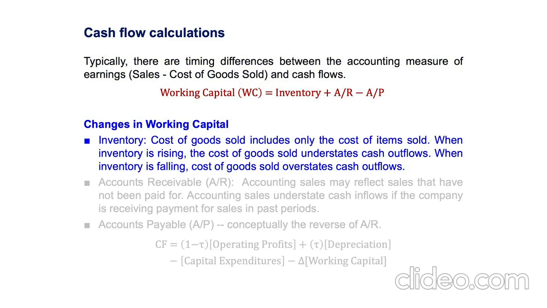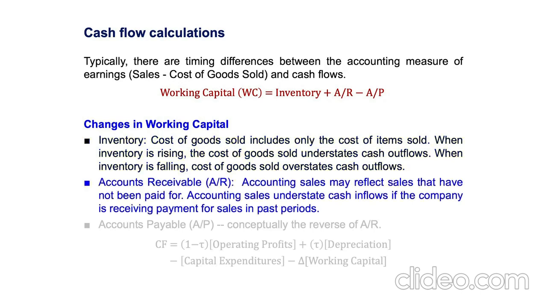Let's consider this in more detail. First, inventory. In computing earnings and profits, the cost of goods sold includes the cost of items sold in that period. The actual cost of these items may occur in different periods. When inventory is rising, the cost of goods sold understates the cash outflows. When inventory is falling, the cost of goods sold overstates the cash outflows.